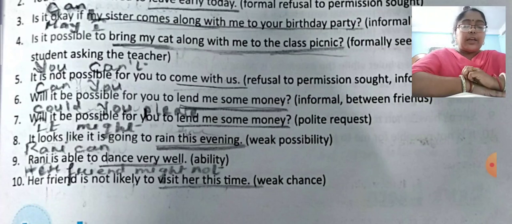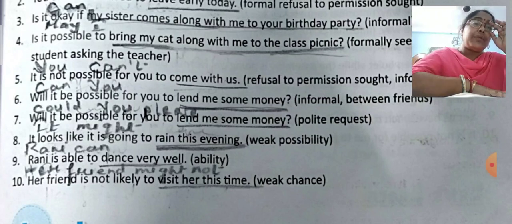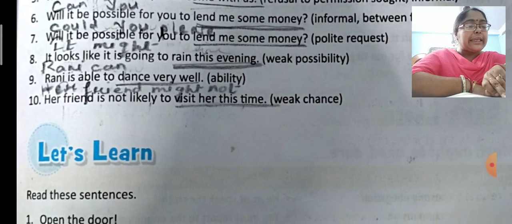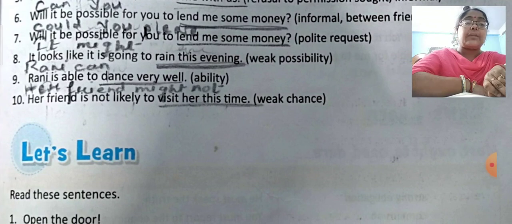Okay. Now the next one. Ability. Rani is able to dance very well. Ability. Rani can dance very well. Okay. Now the next, number 10. Her friend is not likely to visit her this time. A weak chance. Her friend might not visit her this time. Okay.